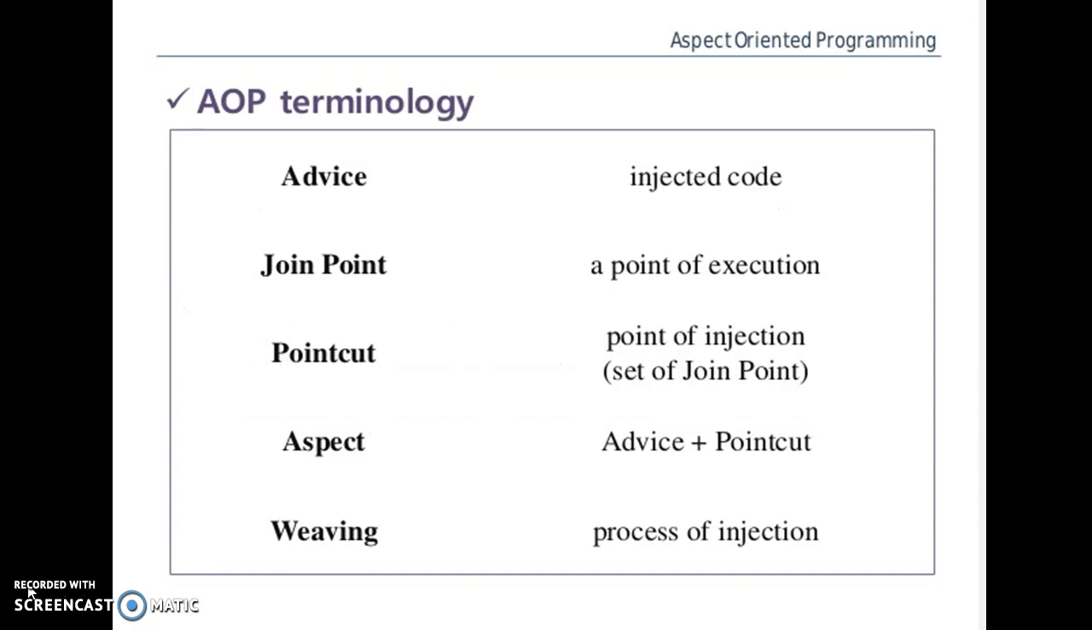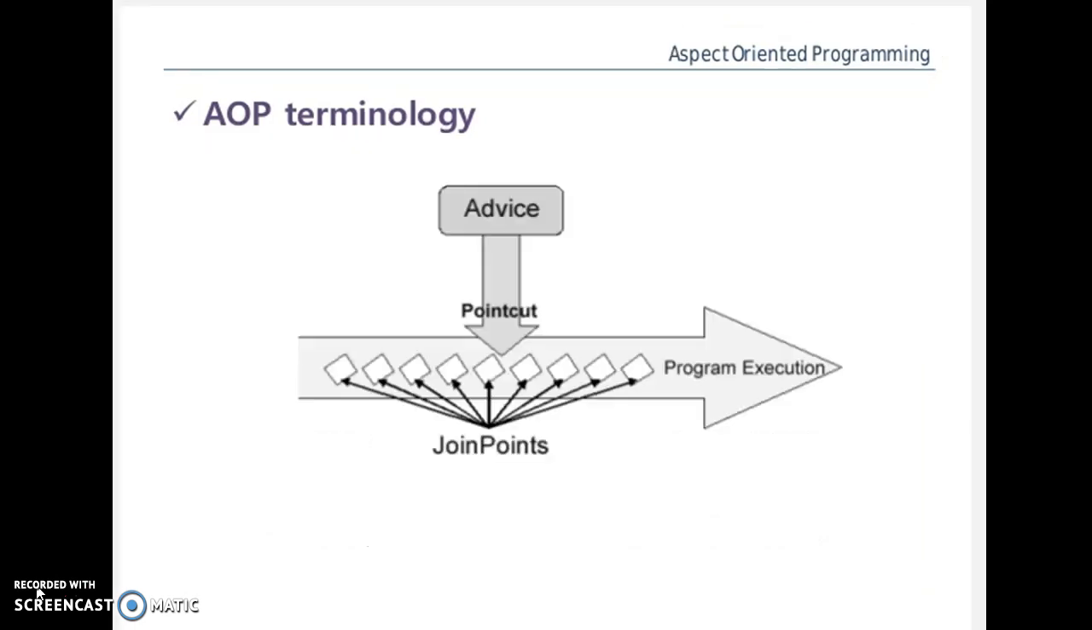Coming to AOP terminology, advice. What is an advice? It is injected code. Join point, it is a point of execution. Point cut, it is a point of injection. Aspect means advice plus point cut, and weaving is the process of injection.